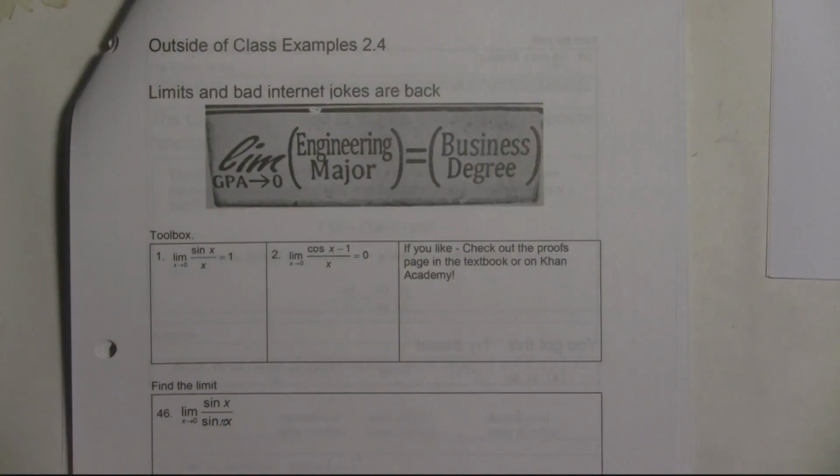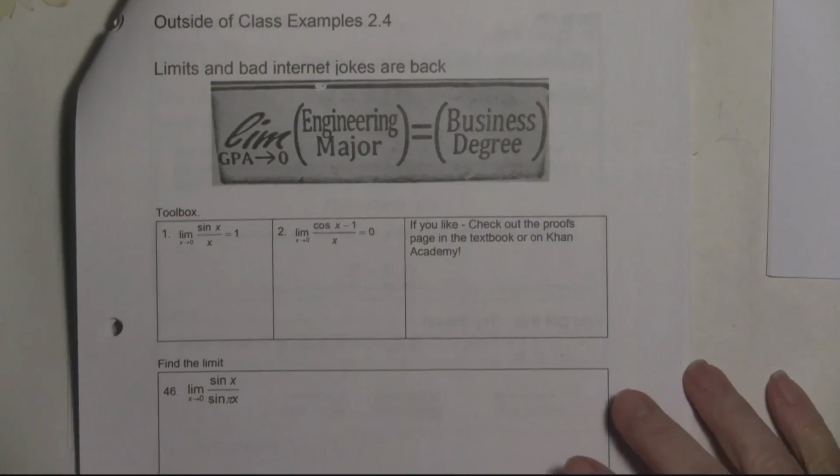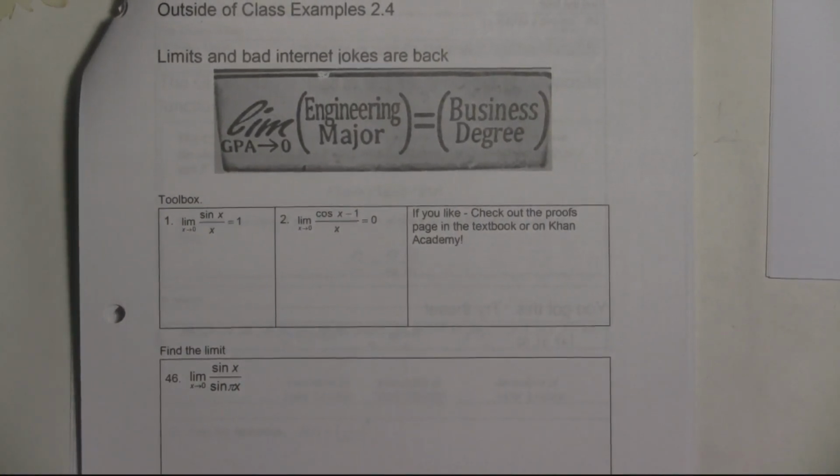Okay, we're going to try 2.4 outside of class examples. So the outside of class examples for 2.4. So here's the paper view. And so this is our toolbox that we'll be using.